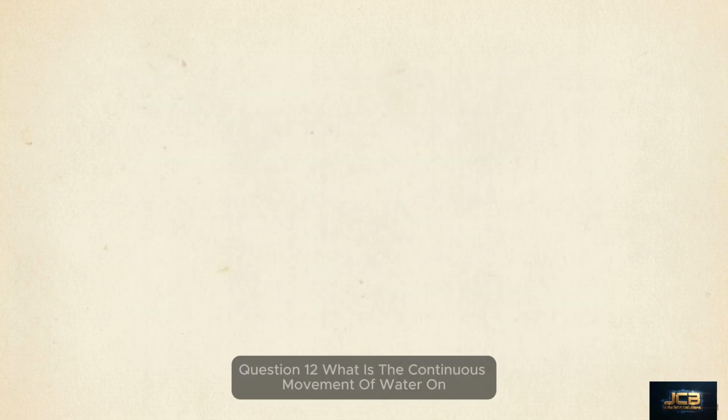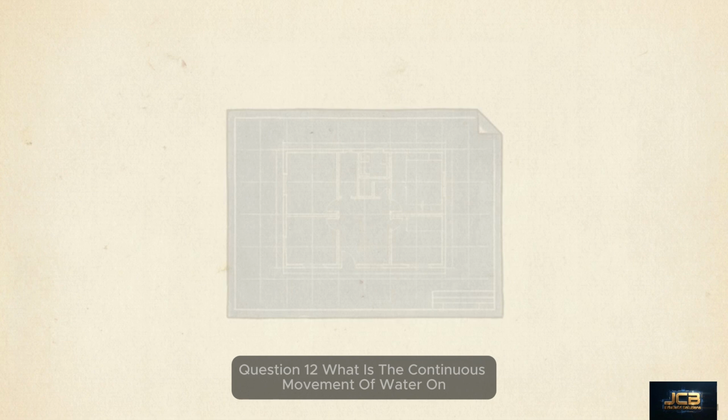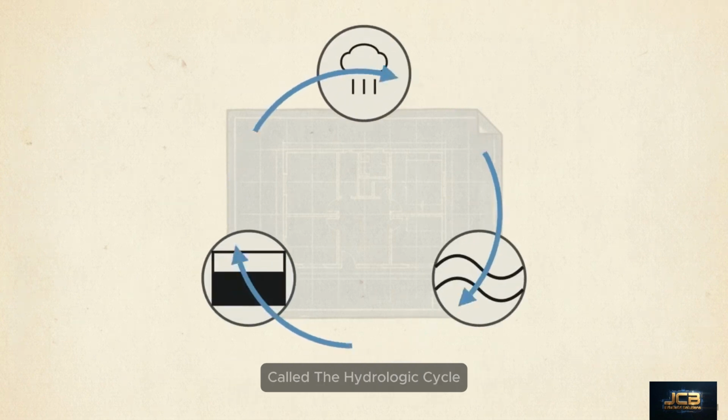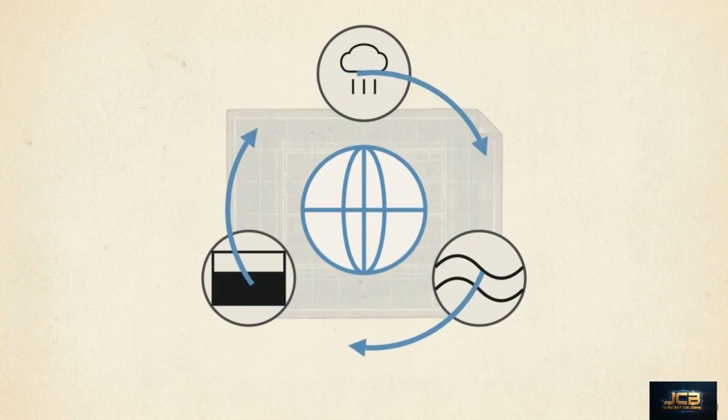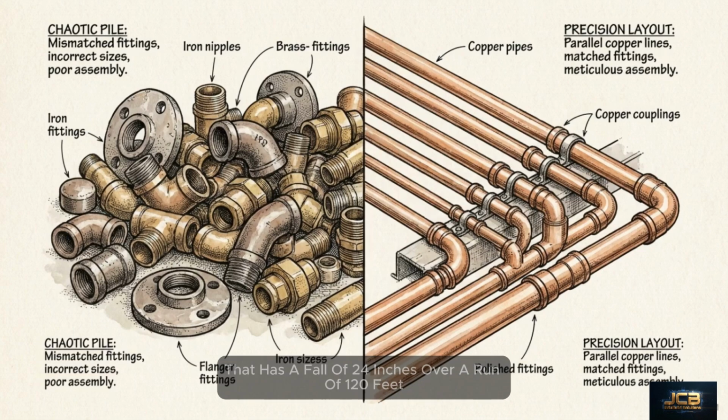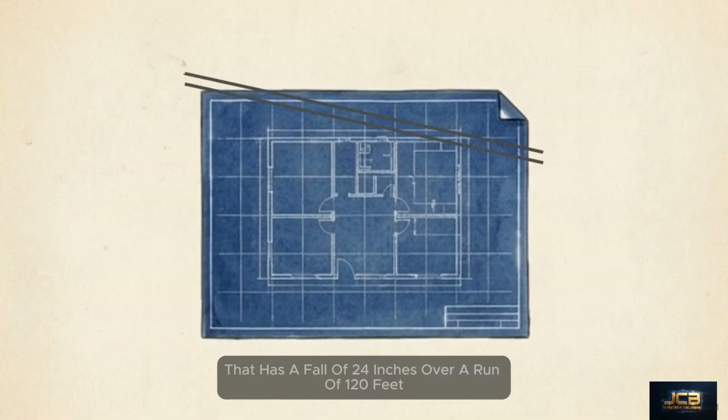Question 12. What is the continuous movement of water on, above, and below the surface of the Earth called? The hydrologic cycle. Memorizing these specific component tolerances and sizes separates a knowledgeable apprentice from a licensed professional. Let's hit the heavy calculations.